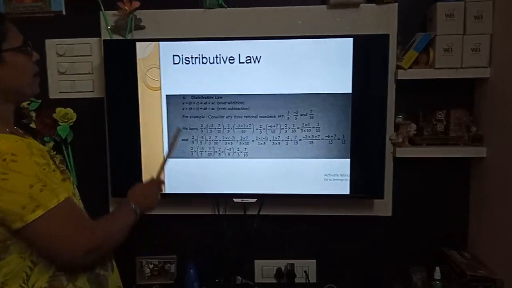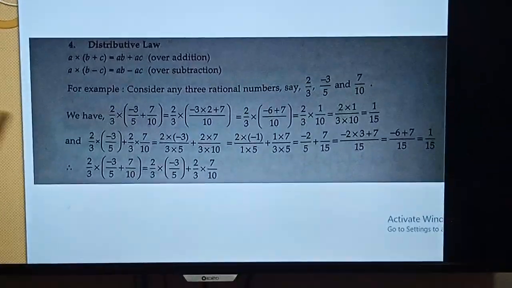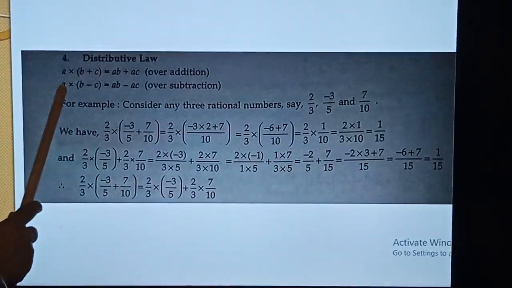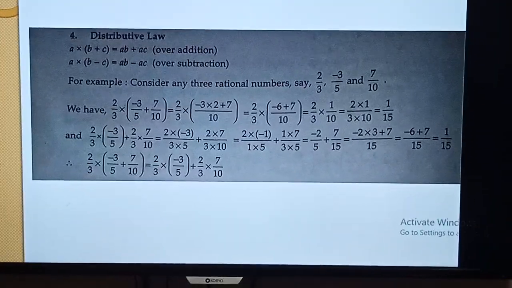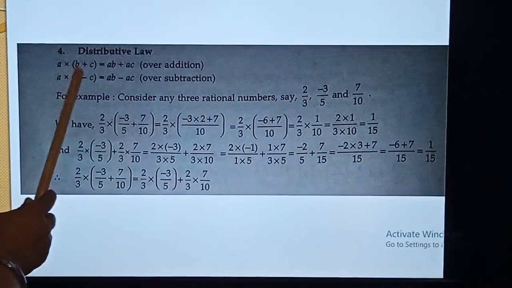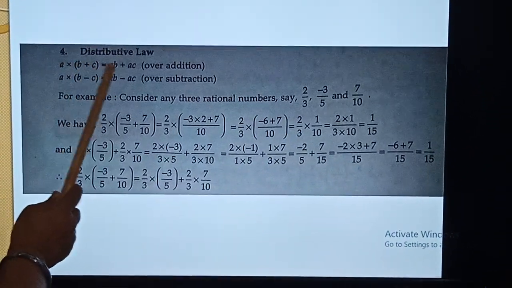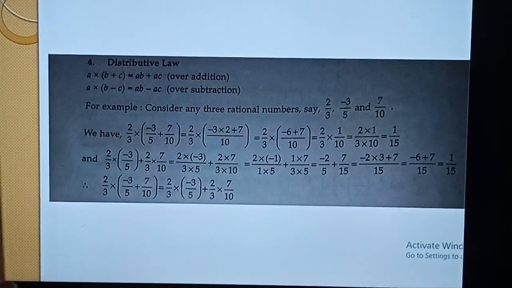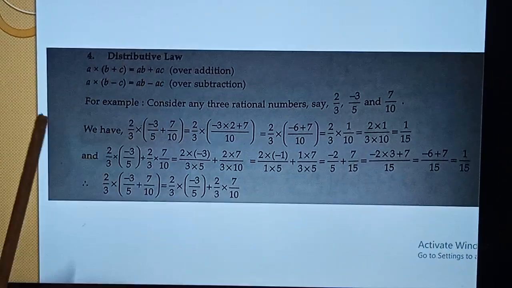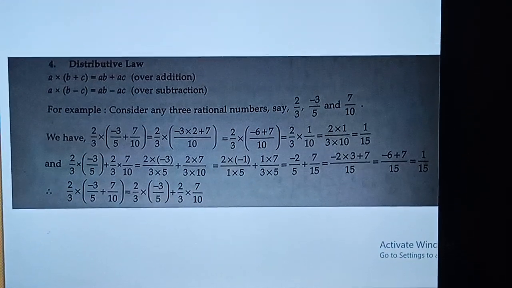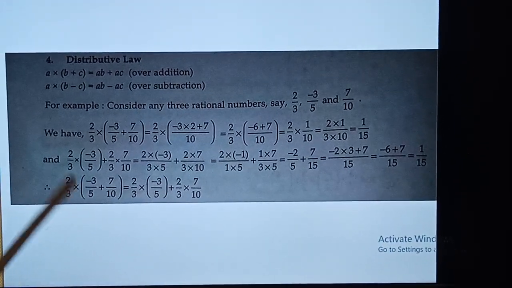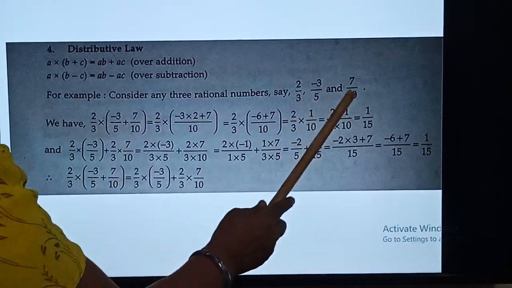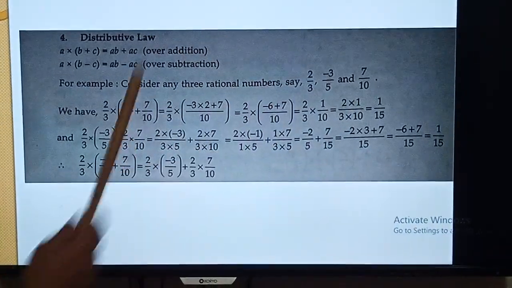Distributive law. Here are two laws. One is distributive law over addition, another is distributive law over subtraction. If A, B and C are any three rational numbers, then A into B plus C is equal to A into B plus A into C. Whether it is satisfied or not means we verify whether both sides, LHS equals RHS, or not. We will see here. We have here an example, 2 by 3, minus 3 by 5 and 7 upon 10. These are the three rational numbers.